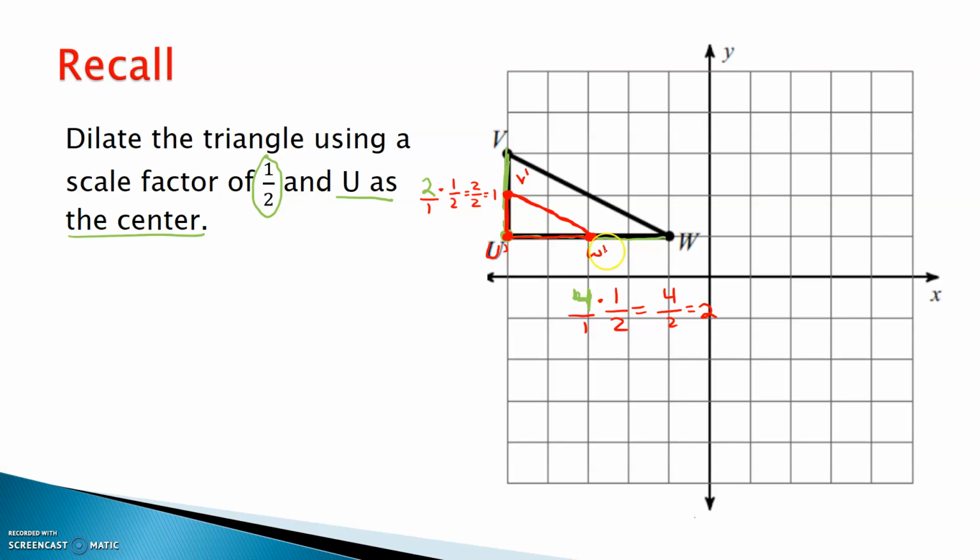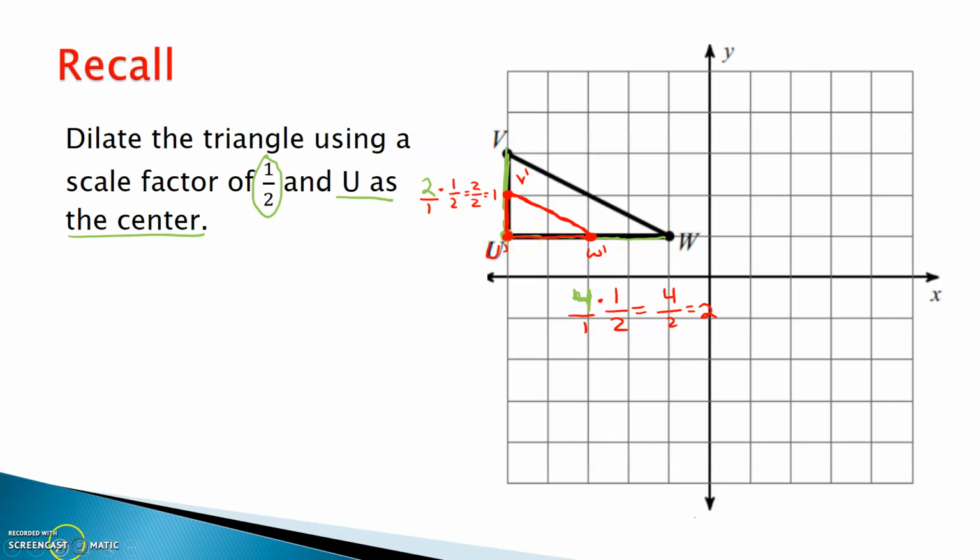So notice it was a reduction, so everything shrunk towards the letter U because that was my center. All right. Now, what's the difference between this and what we do today? So again, I was giving you guys on Tuesday a specific letter. I can say V, W, or U, and you're counting based off that point.